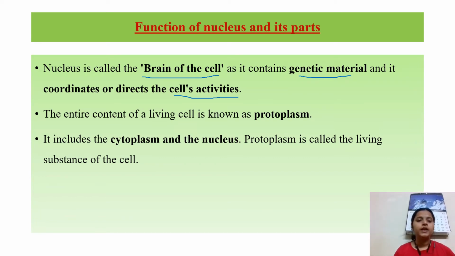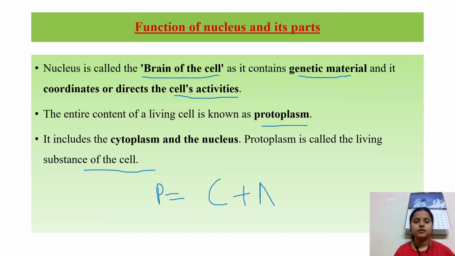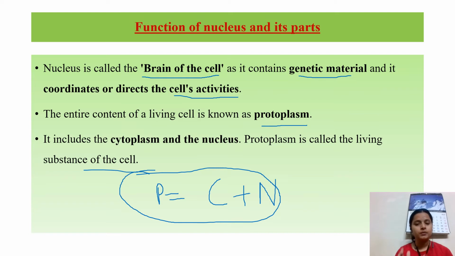Now the entire content of a living cell is known as protoplasm. It includes cytoplasm and nucleus. So protoplasm is called the living substance of the cell. Protoplasm is equal to cytoplasm plus nucleus. Cytoplasm plus nucleus is called protoplasm. Now let's move.